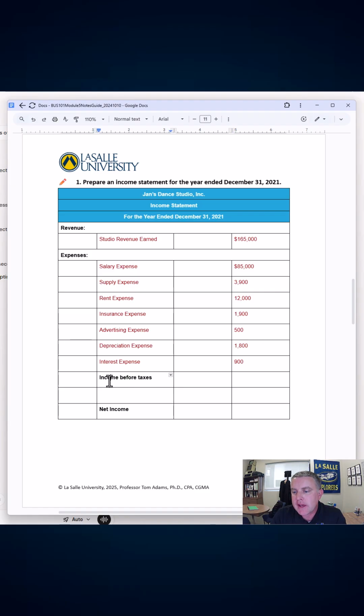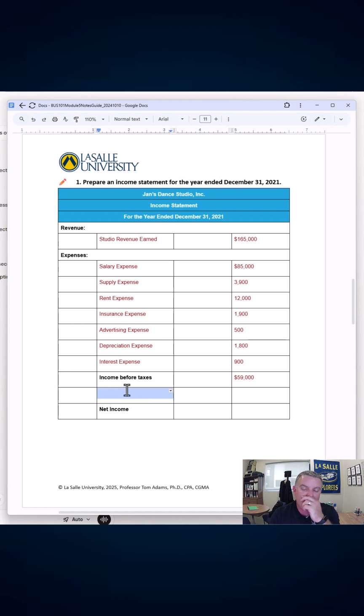Now we're at this subtotal line item, called income before taxes. This is the studio revenue earned up here, 165, minus the total of these expenses. So let's take 165 and subtract these amounts. I'm going to quickly add these up on my calculator and see what we get. I get 59,000 for income before taxes. Remember, this is studio revenue earned minus 85 minus 3,900, all the way down through interest expense, and that gives us our income before taxes.